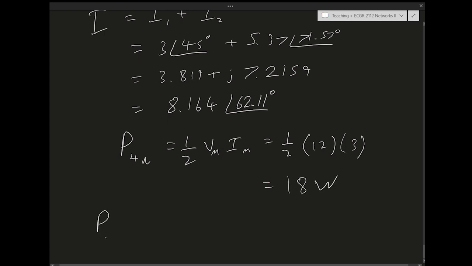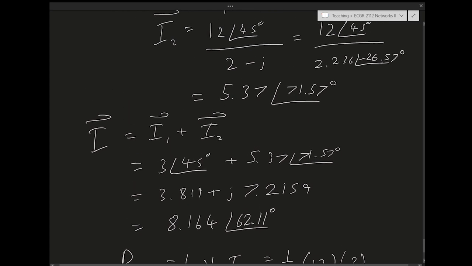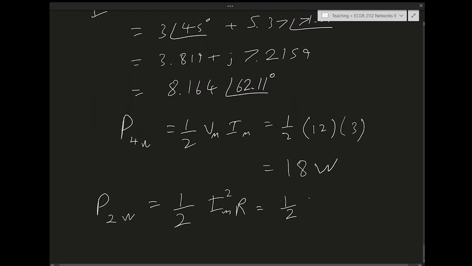What's the power absorbed by the 2 ohm resistor? This is going to be half, and I use this form of the power, Im squared R. So it's going to be half. What's I2? I2, we calculated it to be 5.37, the magnitude of I2. So it's going to be 5.37 squared times R. R is 2 ohms, right? So this is going to be 5.37 squared, which is going to be 28.8 watts.